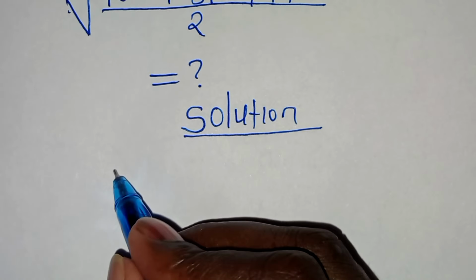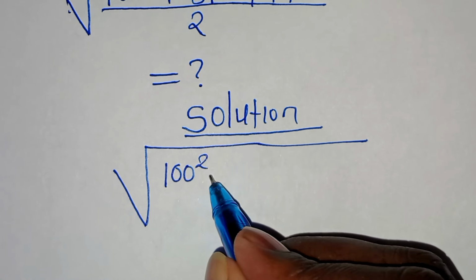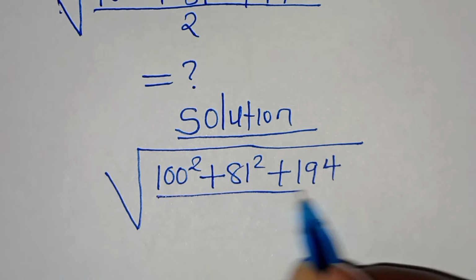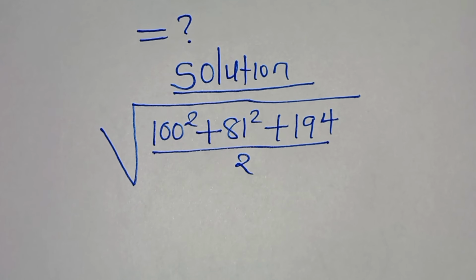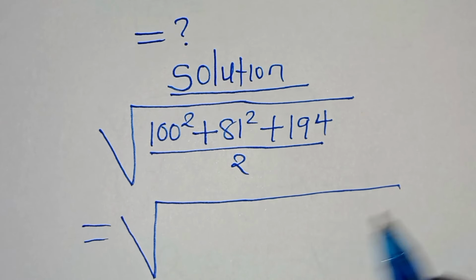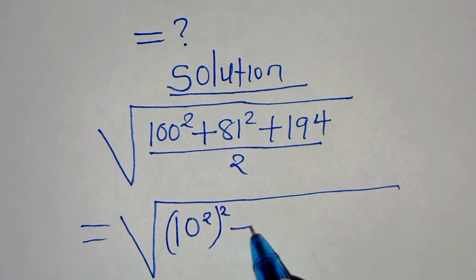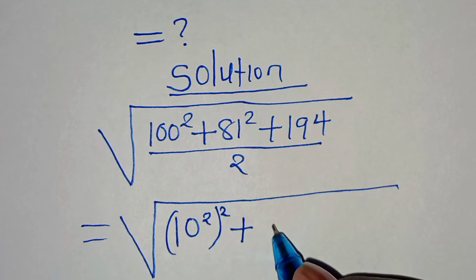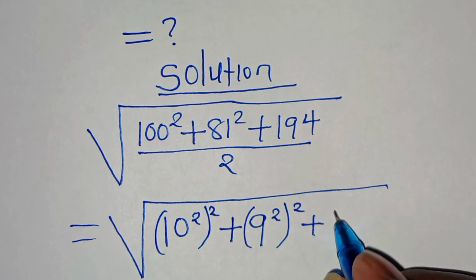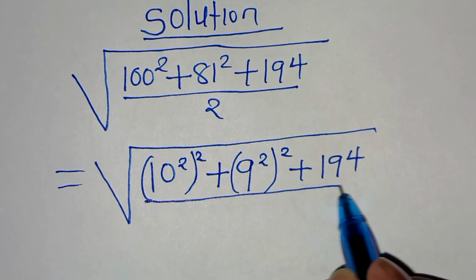So we have the square root of 100 raised to the power of 2 plus 81 to the power of 2 plus 19 to the power of 4, divided by 2. We can express 100 to the power of 2 as 10 to the power of 2 raised to the power of 2, then plus 81 to the power of 2, which we can express as 9 to the power of 2 raised to the power of 2, then plus 19 to the power of 4. Then everything here divided by 2.